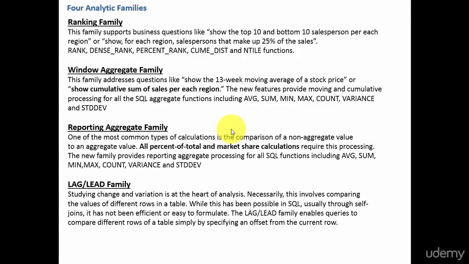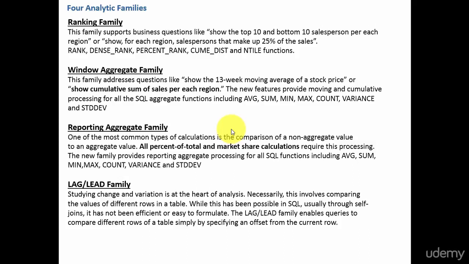Reporting aggregate families are used to compare a non-aggregate value to an aggregate value. For example, showing market share calculations. For this month we have 100 and we have $1,000 as the entire sales. So it is 100 divided by 1000. That means we did 10%. You see how we are able to compare a non-aggregate value to an aggregate value. The aggregate functions you can use are average, sum, min, max, count, variance, and standard deviation.